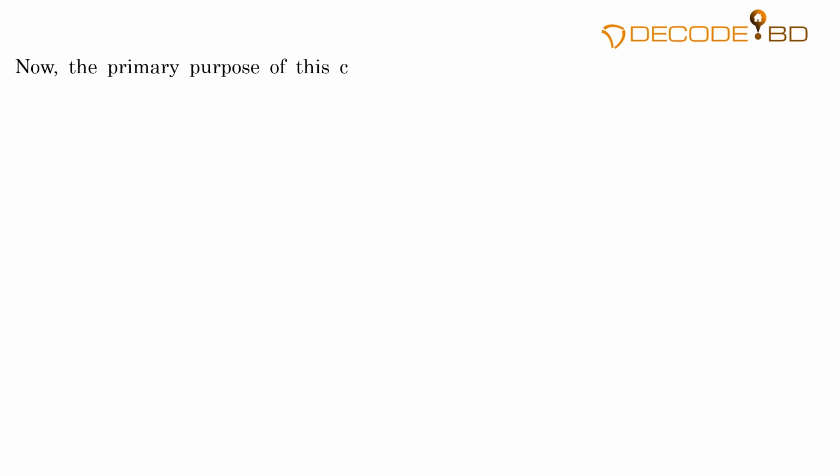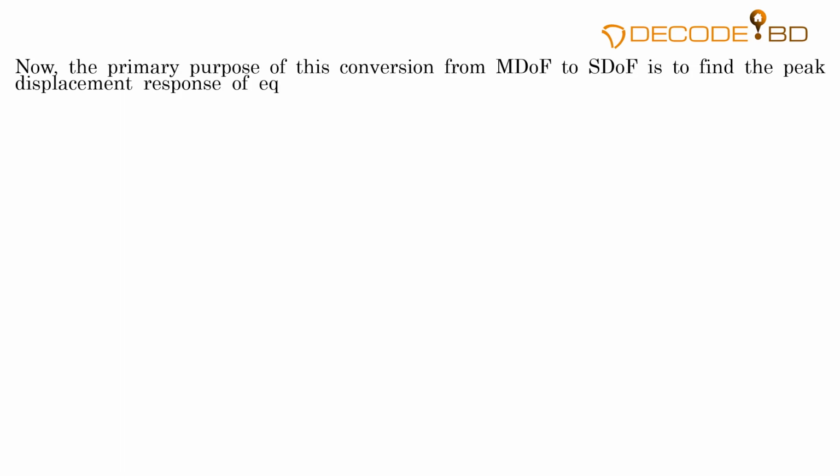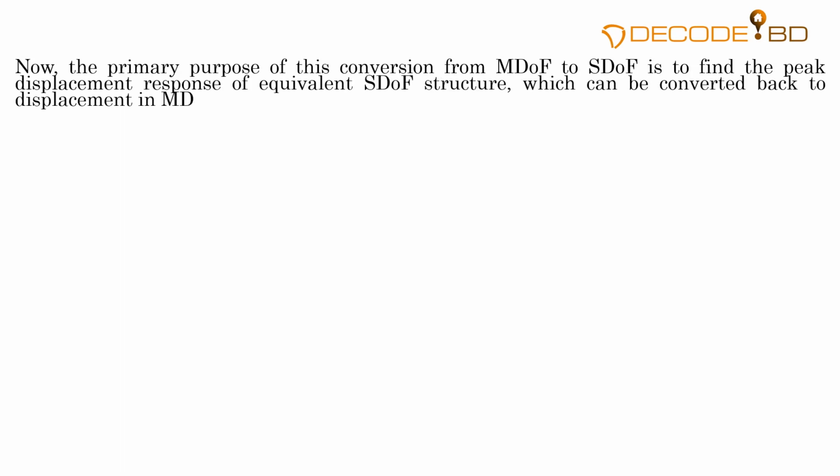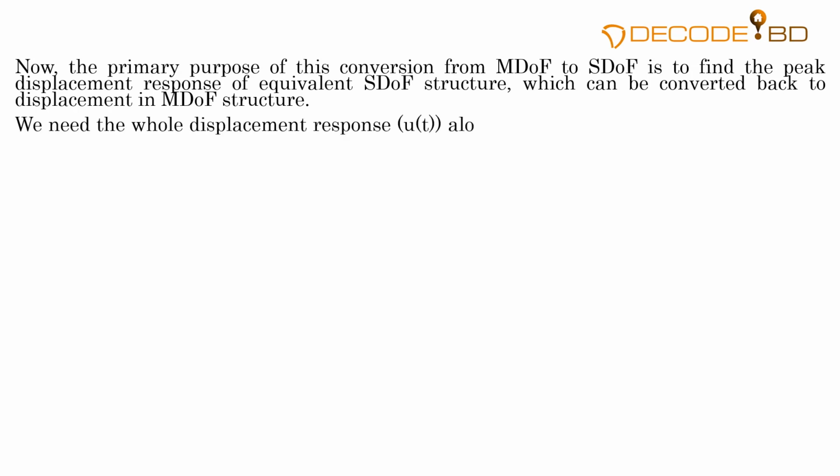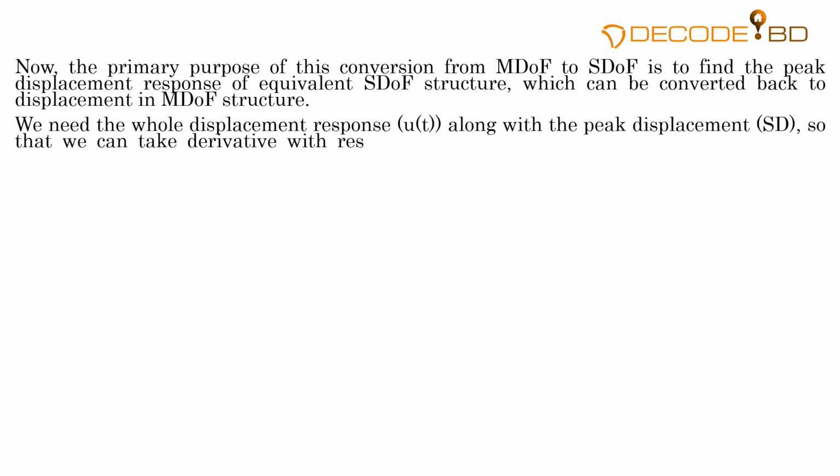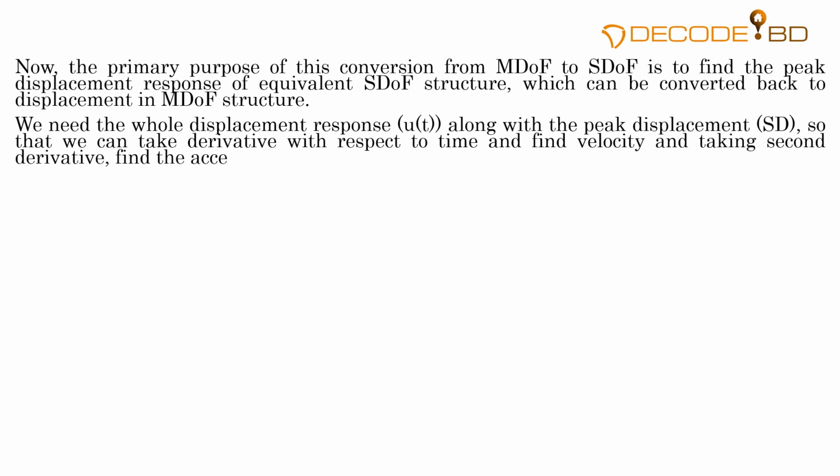Now the primary purpose of this conversion from MDOF to SDOF is to find the peak displacement response of the equivalent SDOF structure, which can be converted back to displacement in the MDOF structure, that means multiple degree of freedom structure. We need the whole displacement response u(t) along with the peak displacement SD so that we can take the derivative with respect to time and find velocity, and taking the second derivative to find the acceleration of the structure.